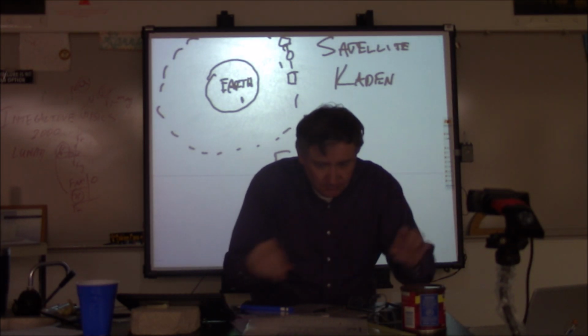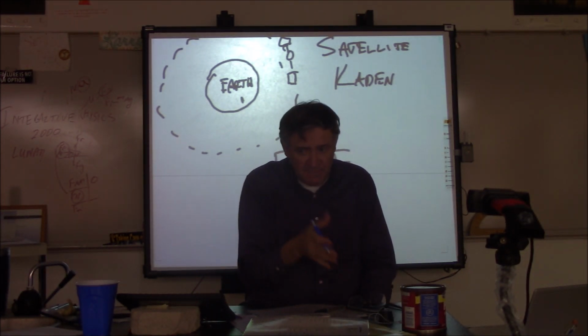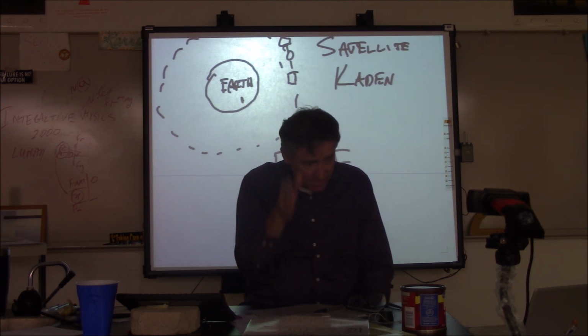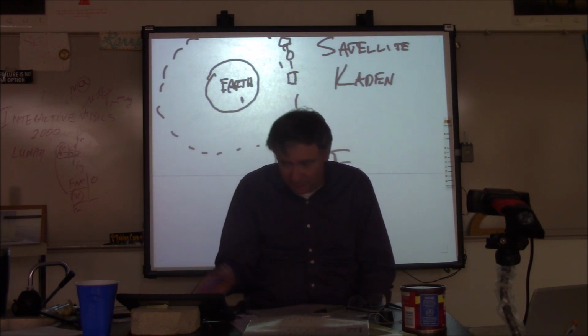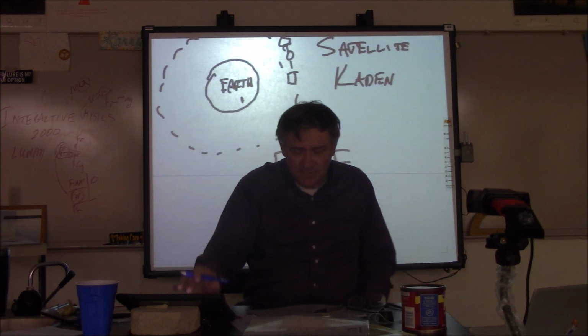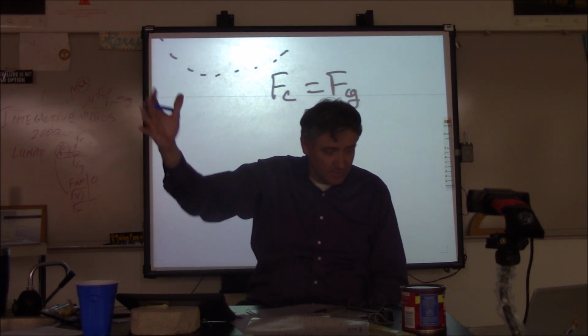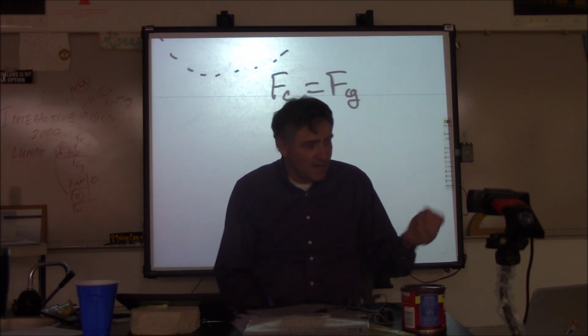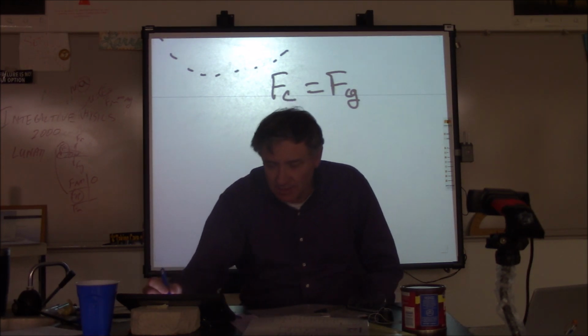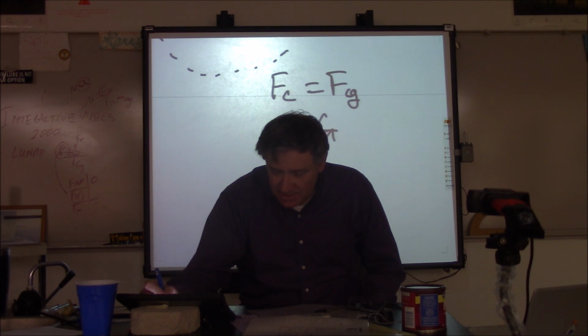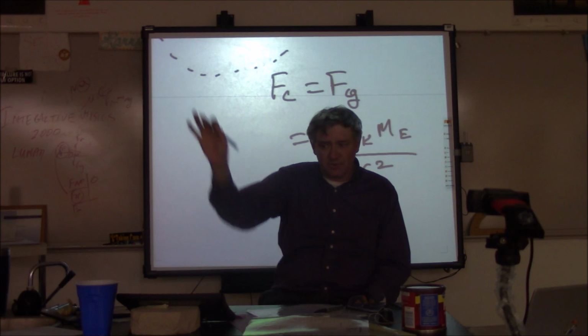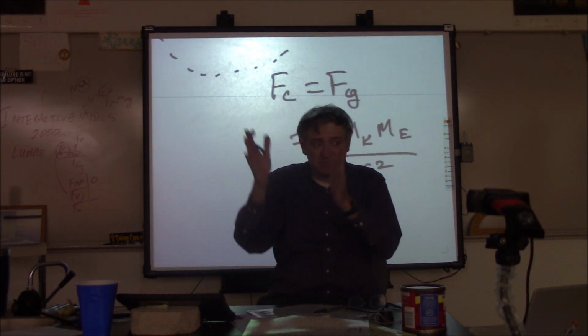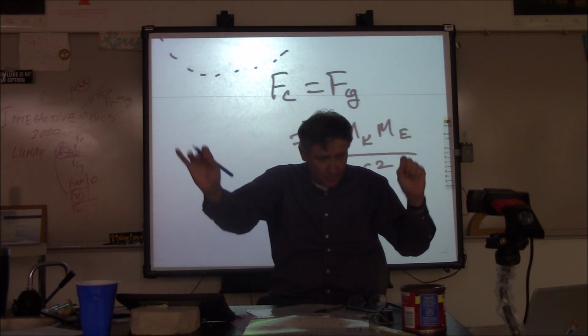So the whole idea is that this is going to be important. The centripetal force is going to equal the gravitational force. To calculate the gravitational force, we're going to start with the right side of this equation. To calculate that gravitational force, we need three things. We need big G, the mass of the satellite Caden, the mass of the Earth, and how far we are from the center of the Earth going out. Okay? That isn't from the surface of the Earth. It's from the center of the Earth out to that point.